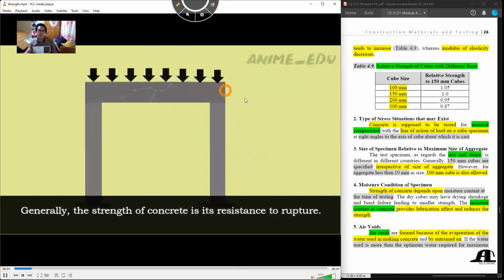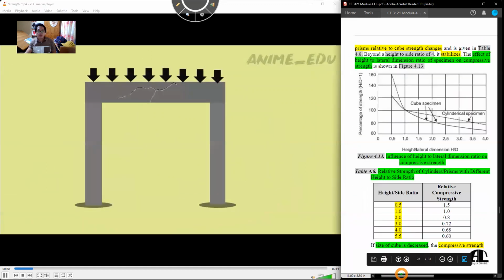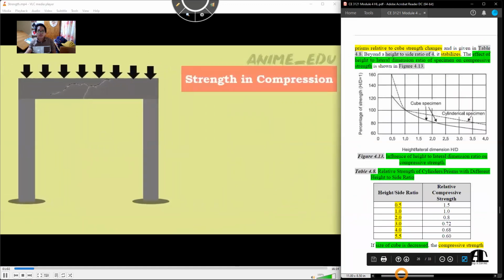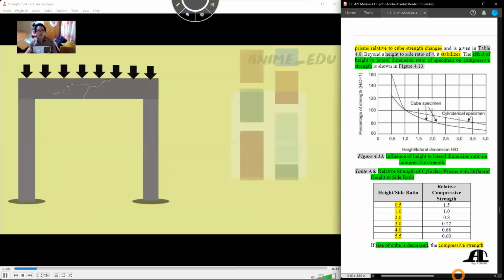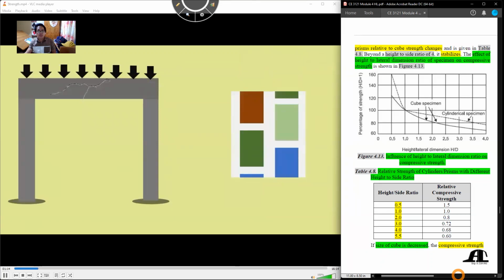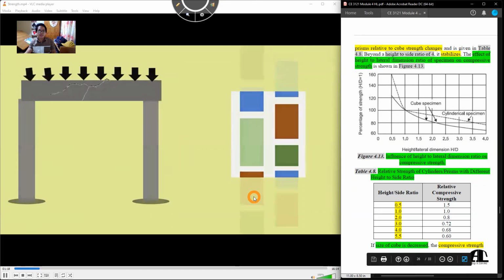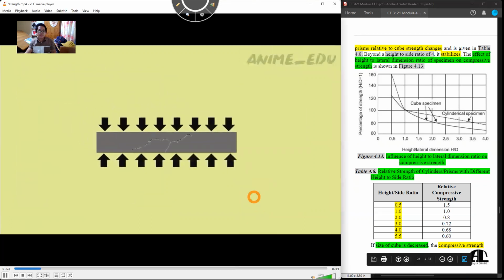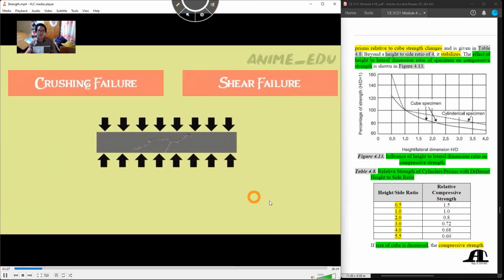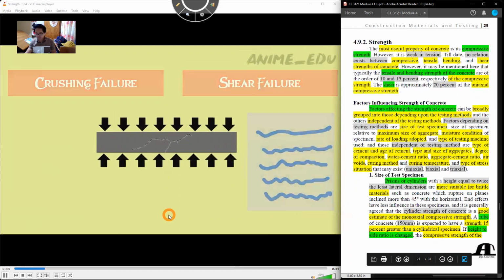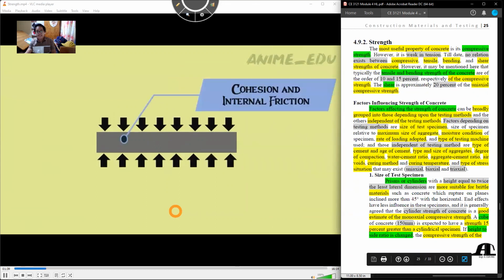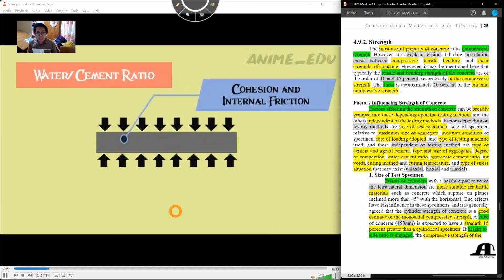Generally, the strength of concrete is its resistance to rupture. It can be measured in a number of ways, such as strength in compression, strength in tension, strength in shear, and strength in flexure. These strengths of concretes are calculated by various methods which will be discussed in future videos. When concrete fails under a compressive load, the failure is essentially a mixture of crushing and shear failures. However, the mechanics of failure is a complex phenomenon. In general, the concrete in resisting failure generates both cohesion and internal friction. This cohesion and internal friction are related to a single parameter called as water-cement ratio.